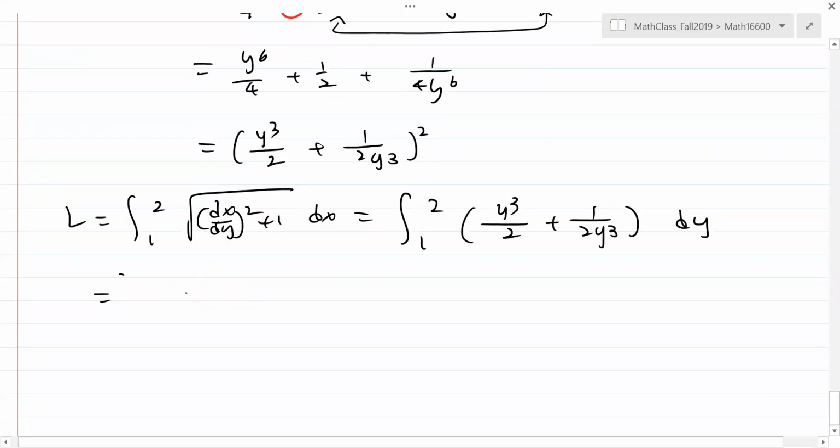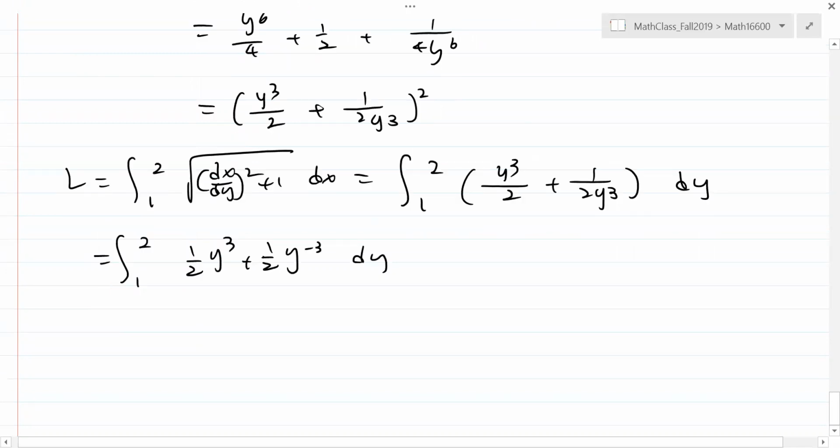So let's find the antiderivative of this. I need to rewrite this, okay, as a sum of power functions. Then I can figure out the antiderivative, okay? The antiderivative is going to be y to the 4th over 8, plus half of y to the negative 3 plus 1, negative 2. So this will be the antiderivative.